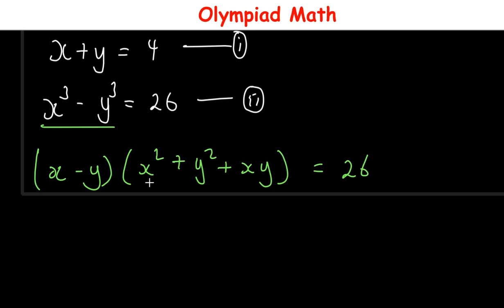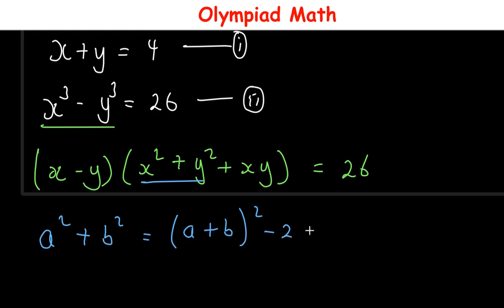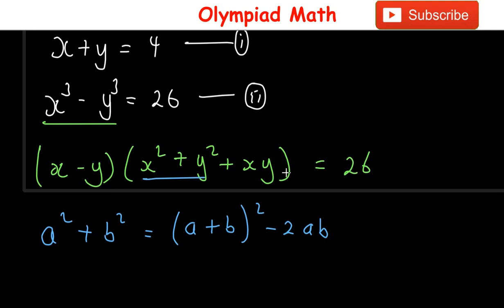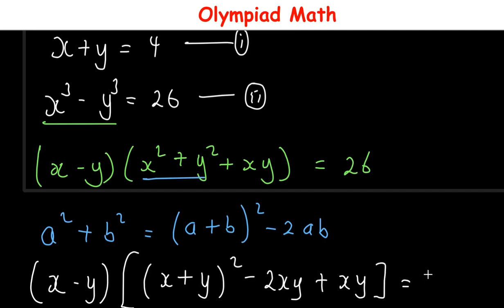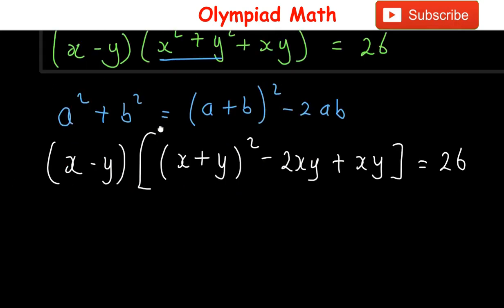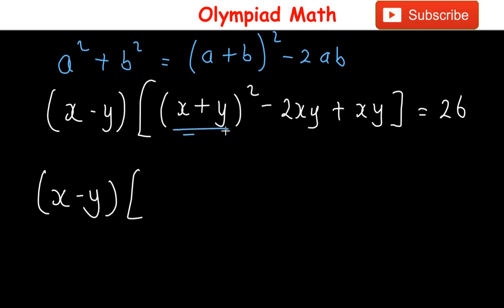Next, looking at x squared plus y squared: if you have a squared plus b squared, this equals in brackets a plus b all raised to power 2 minus 2ab. So this whole equation becomes in brackets x minus y multiplied by in brackets x plus y all raised to power 2 minus 2xy plus xy, and this equals 26. So with this, we have in brackets x minus y, and this is multiplied by x plus y.